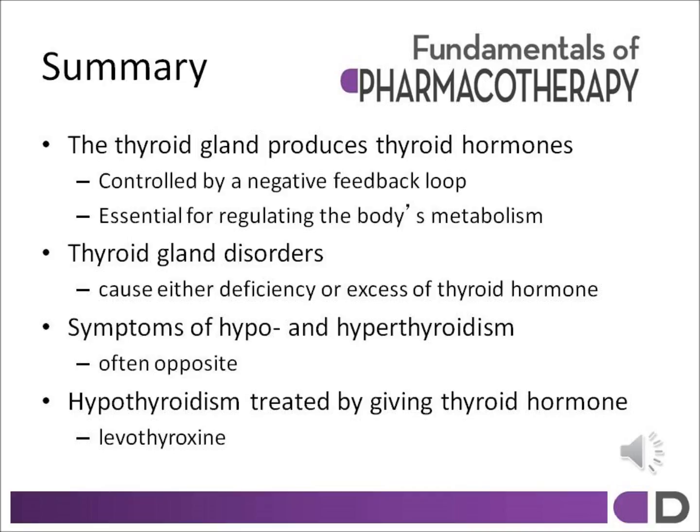So to summarize, the thyroid gland is responsible for producing thyroid hormones, which are controlled by a negative feedback loop. Thyroid hormones are essential for regulating the body's metabolism. Thyroid gland disorders can be caused by a deficiency or excess of thyroid hormone, and a deficiency of hormone is much more common. The symptoms of hypo and hyperthyroid are often opposites, and the treatment for hypothyroidism is to supplement by giving thyroid hormone.